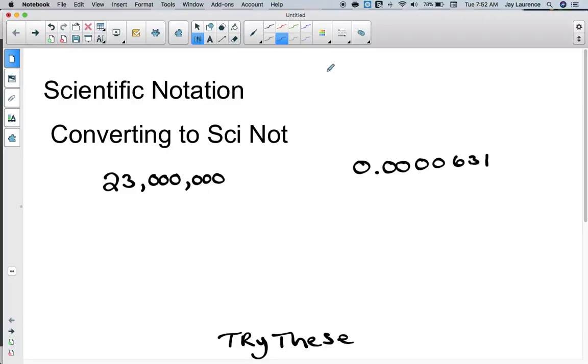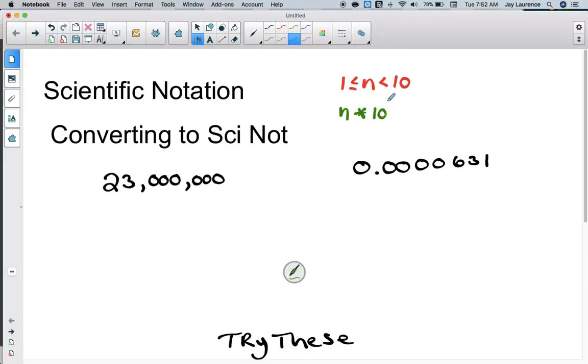Anyway, the decimal portion of the number must be at least 1, but it has to be less than 10. So for example, you could have a number like 1.00 in scientific notation, but as soon as you get to 10, you're not in scientific notation anymore by definition. Then the number has to be multiplied by 10 to some power.